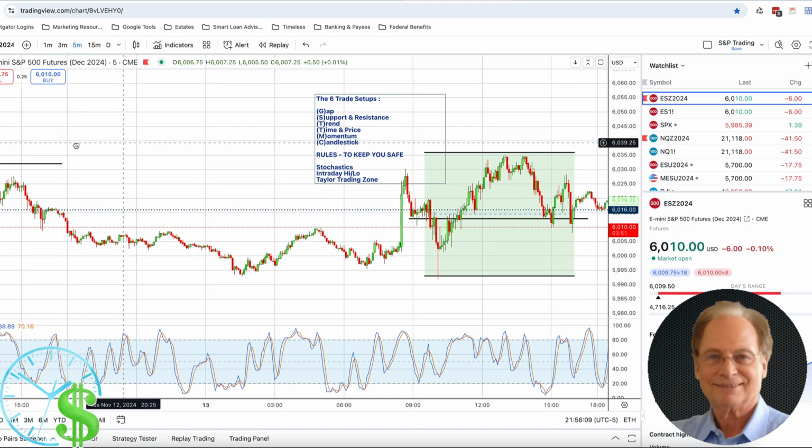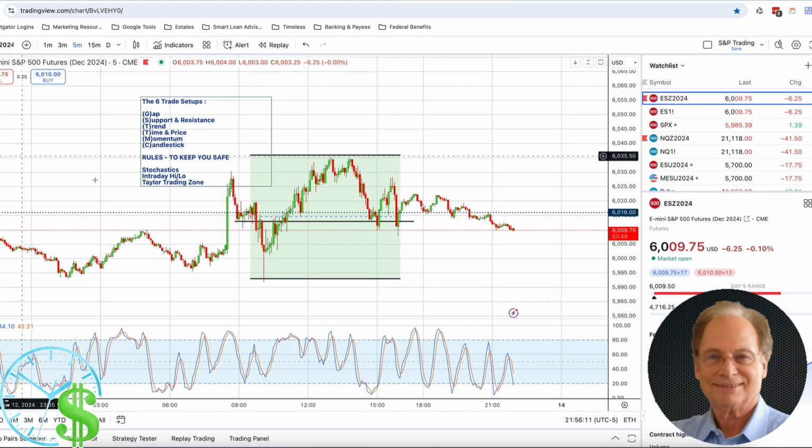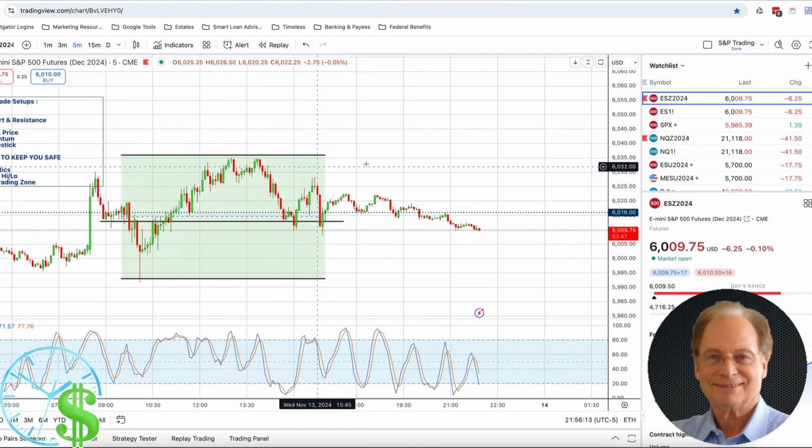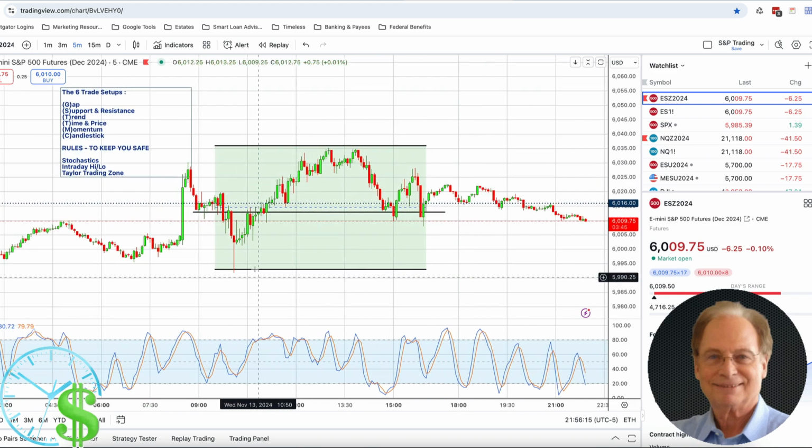Now, on the 5-minute chart, we see something a little more easily spotted, and that's this hammer right over here. And the reason that I'm calling your attention to the 5-minute chart, you see this hammer at the bottom of a decline? Well, a hammer at the bottom of the decline can mean a reversal.